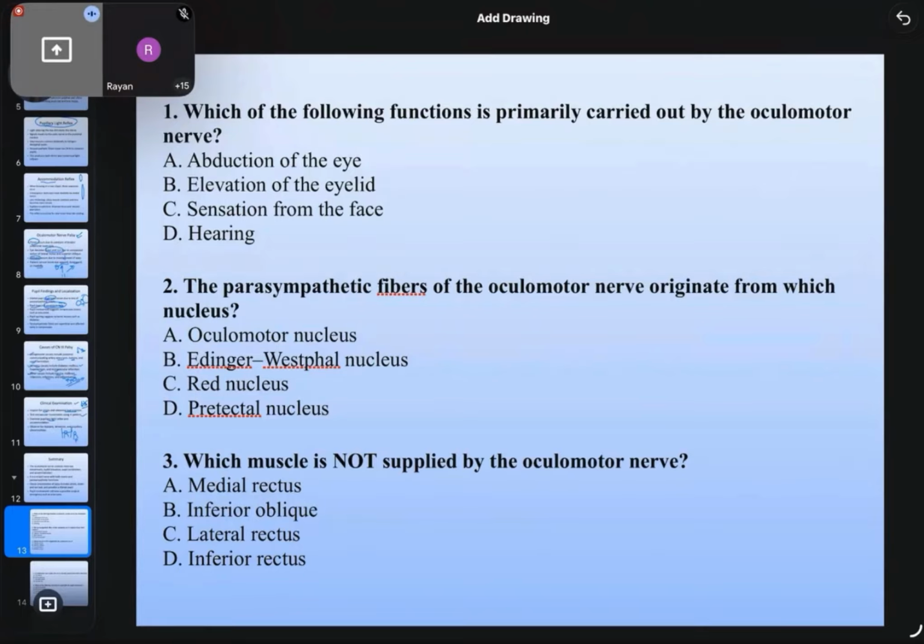Bayan, please. The parasympathetic fibers of the oculomotor nerve originate from which nucleus? It's B, Edinger-Westphal nucleus. Yeah, perfect. And the last one. Which muscle is supplied by the oculomotor nerve? C, lateral rectus. Thank you so much, guys. That's it.